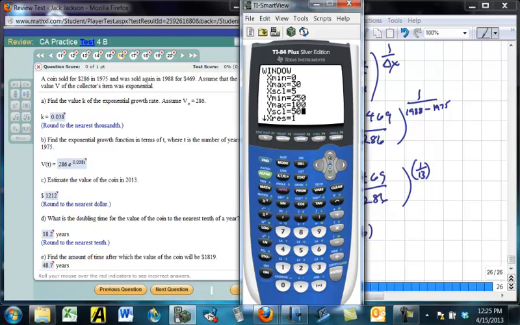I said 100 instead of 1,000. That's going to give me an error message. There we go. Let's see what the graph looks like there. Yeah, that's pretty good. That's a good window.